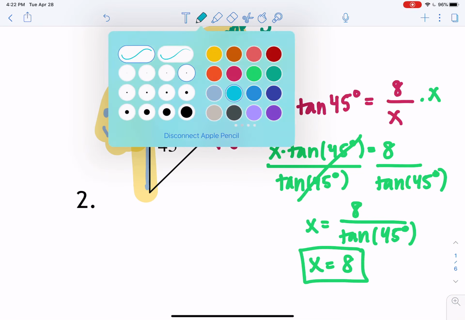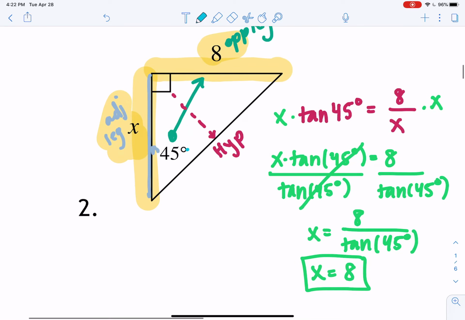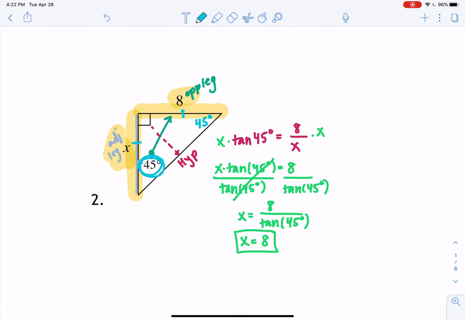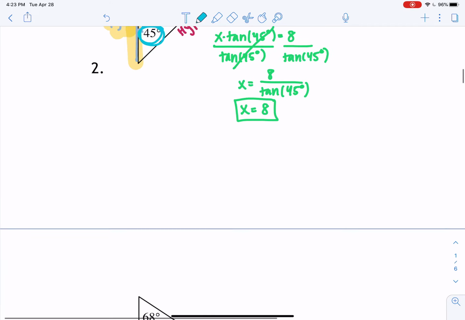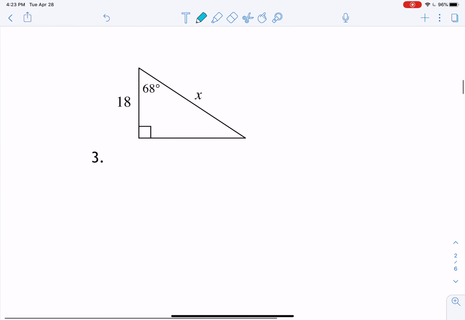There is another way to do this. This is 45 degrees, so this has to be an isosceles right triangle, so these two legs must be congruent, so x is equal to 8. Either way, we get the same result, x is equal to 8. Again, if you're ready, go ahead and pause the video and go back to Desmos. One last one, just in case you would like to practice it.